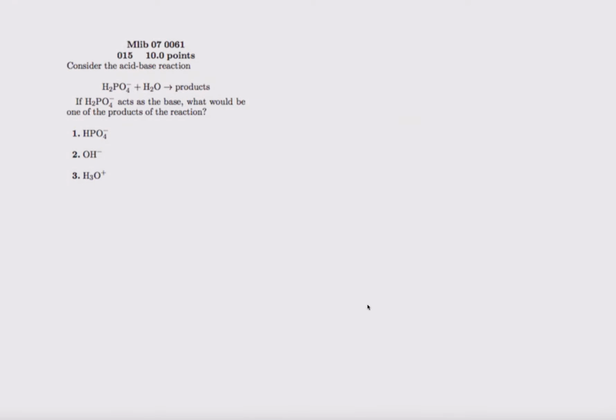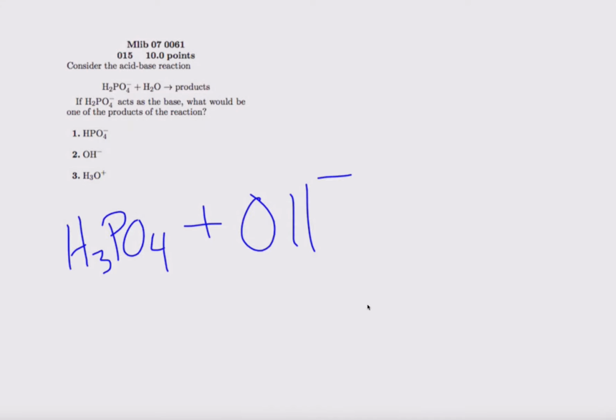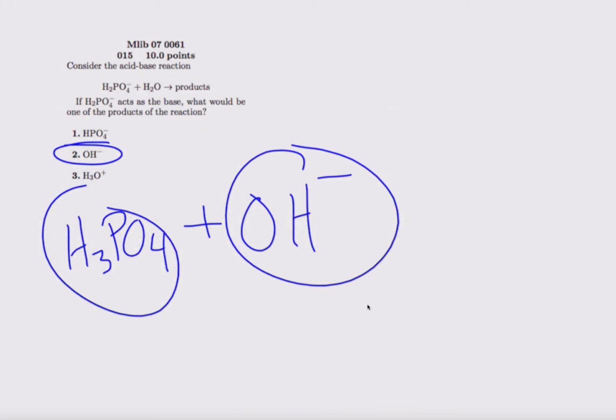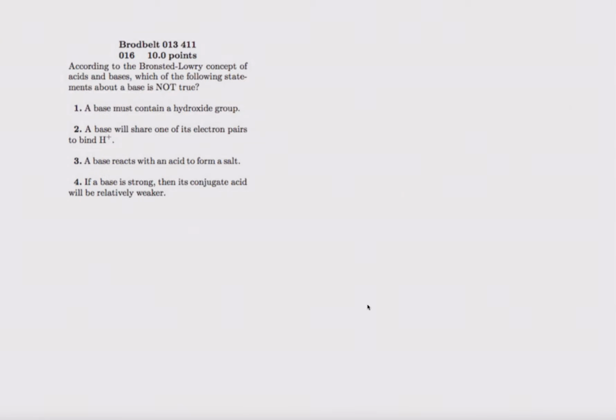What would be one of the products of this reaction if we assume that H2PO4 minus is a Bronsted-Lowry base? Bronsted-Lowry base, again, means it's going to accept a proton, and in order for it to accept a proton, it's going to end up looking something like this, H3PO4, which means in order for that to have gained a proton to look like H3PO4 or phosphoric acid, well then that water has to have given up one of its hydrogens to become hydroxide. And that means the correct choice here is that one, because it's either H3PO4 or OH minus hydroxide, and that's the only one that's a choice, is the hydroxide.